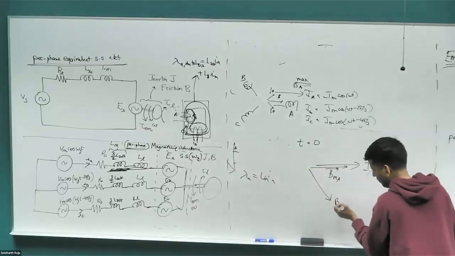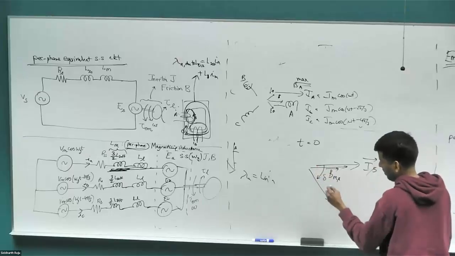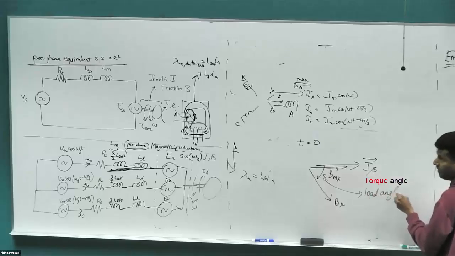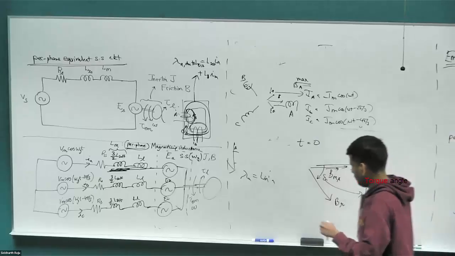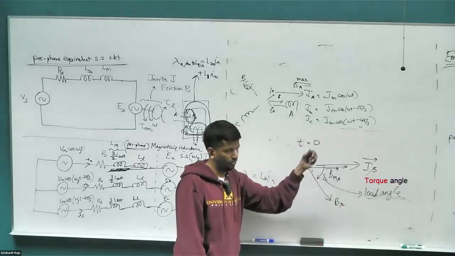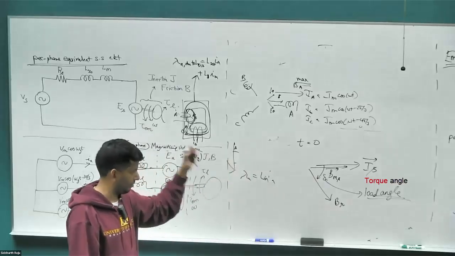So the rotor magnetic field B_R can be at any angle. Let's call it delta. There is a name for it, load angle. And we'll see in a minute why that's called load angle. Right? So this is where the rotor magnetic field is going to be if the rotor is rotating at the same speed as the stator. Otherwise it can be at any particular place.